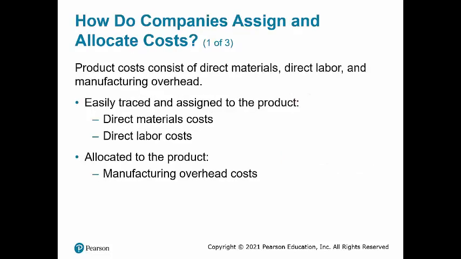So we talked about in previous chapters that some product costs are easily traced and assigned to the product, such as direct materials and direct labor costs. However, other costs, the indirect labor and indirect materials, will need to be accumulated in what we call cost pools, and then we will allocate those to the products using predetermined overhead allocation rates.